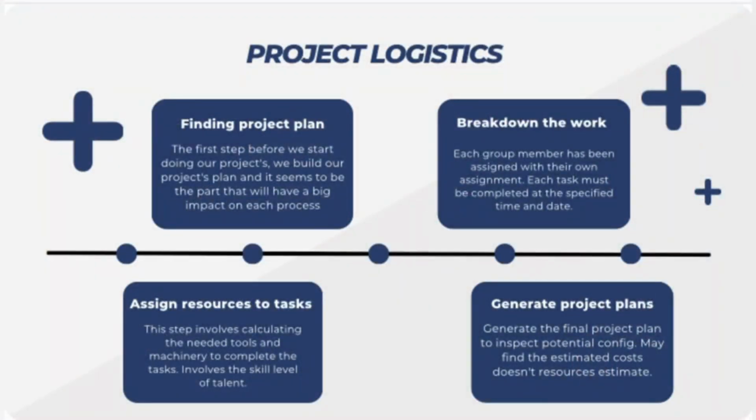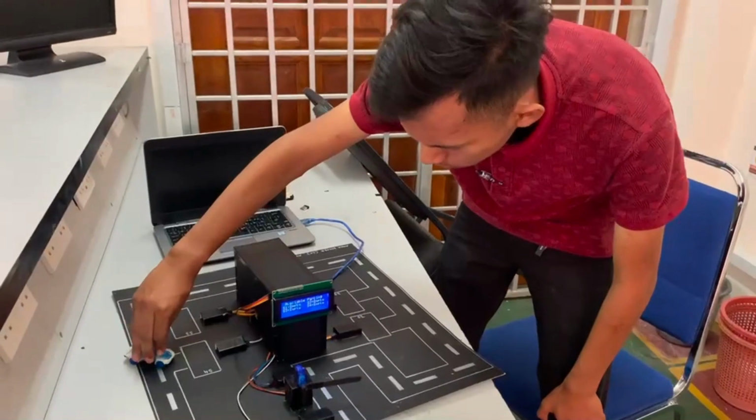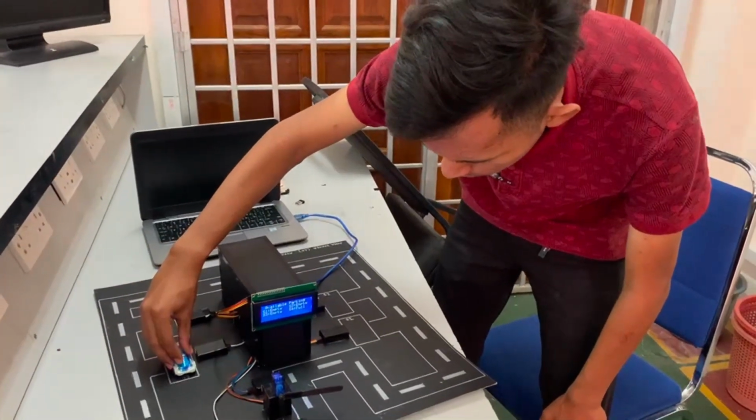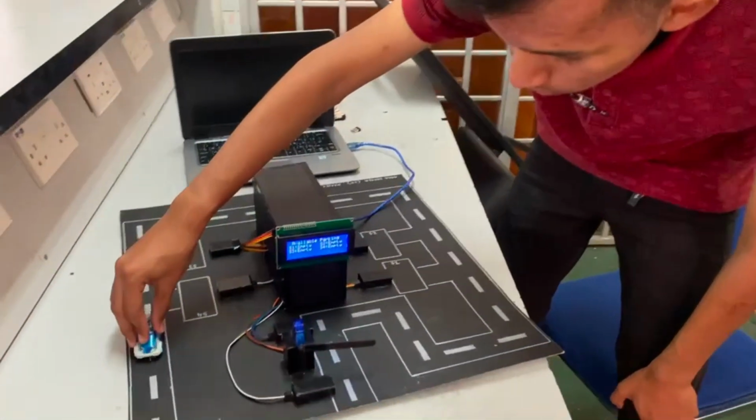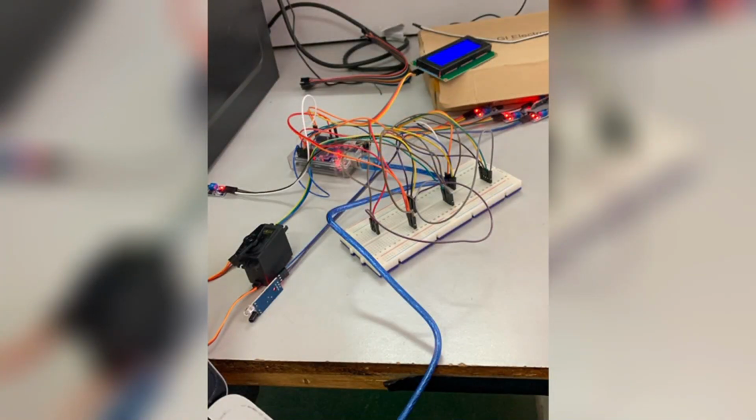Break down the work. Each group member has been assigned with their own assignment. Each task must be completed at a specific time and date. Assign resources to tasks. This step involves calculating the needed tools and machinery to complete the task. It involves the skill level of talent.